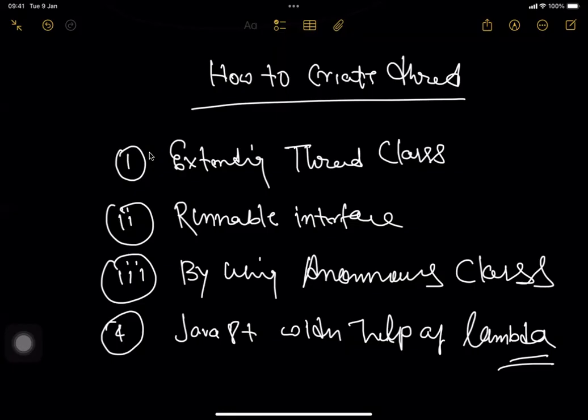We are left with 6 minutes. I don't want to start coding today. Tomorrow we'll start with coding, how to extend the Thread class, how to use Runnable. So we see all the ways to create a thread and we move forward with other advanced topics. So let me stop this.